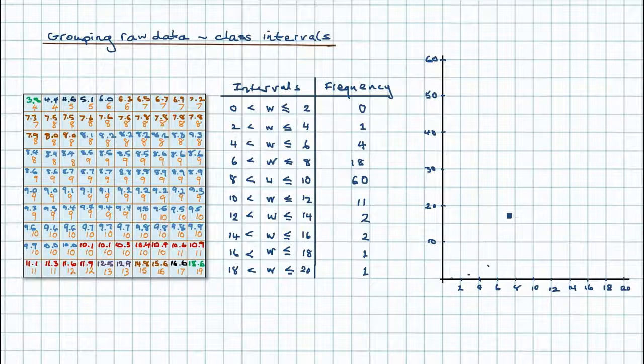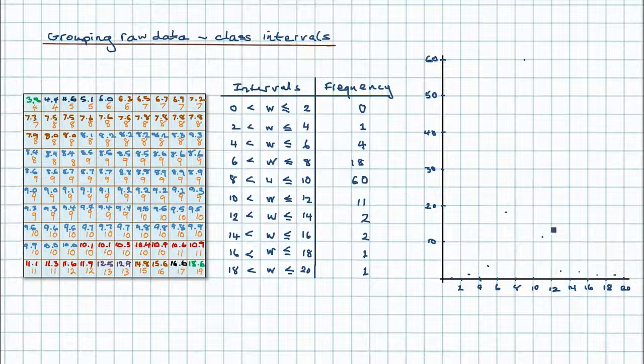Now, between 6 and 8, we've got 18. That'll be about here. Between 8 and 10, our largest category is going to go up to here. Between 10 and 12 is 11, so that's going to be here roughly. Between 12 and 14, 2. Between 14 and 16, 2. And then 1 and 1, so about there.